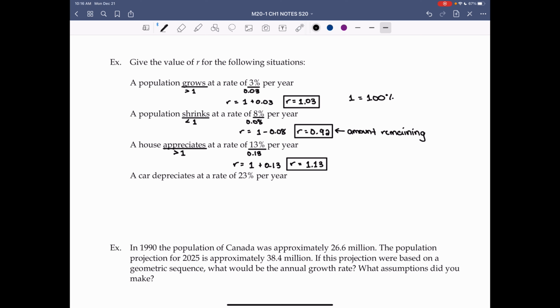A car depreciates at a rate of 23%. Depreciates means it's going down or decreasing, so we'd have to have an R value less than 1. 23% is 0.23 as a decimal. That's how much it goes down by, so the remaining value would be R equals 1 minus 0.23, which gives us R equals 0.77. And again, that would be the amount remaining.